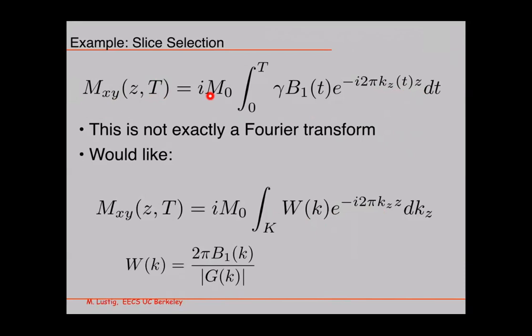But this is again, integral over dt. So what we're gonna do is we're gonna change this to be a function of k. Gamma b1 of t, because k is a function of t, t is also a function of k. And so we can try to represent, instead of b1 of t, we're gonna modify it to some w of k. And the question is, what is w of k? Well, w of k is 2 pi b1 of k divided by g of k.